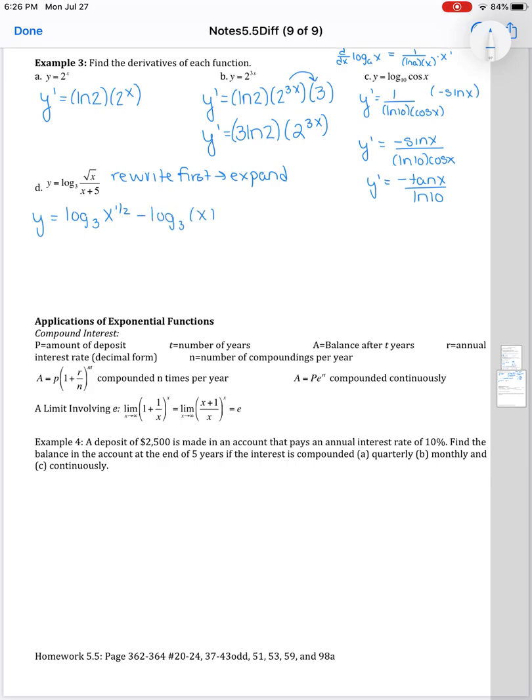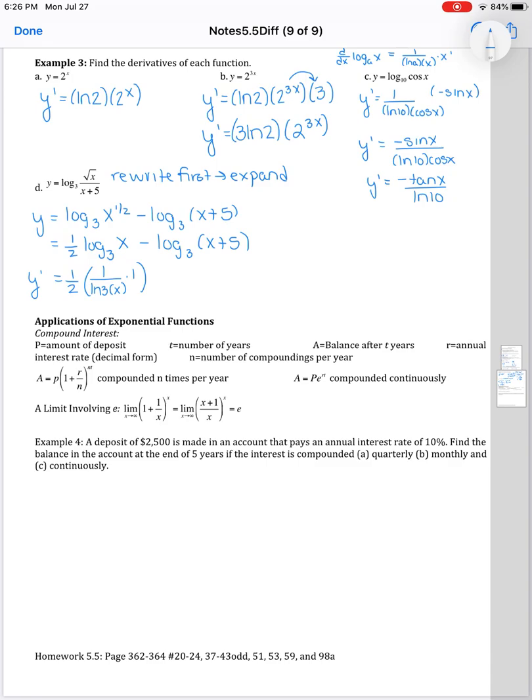And you can actually simplify that one step further, and you can just say negative tan x over ln of 10, because sine over cosine is tangent. Now with D, what you want to do is rewrite it. Rewrite first, and then we're going to expand.